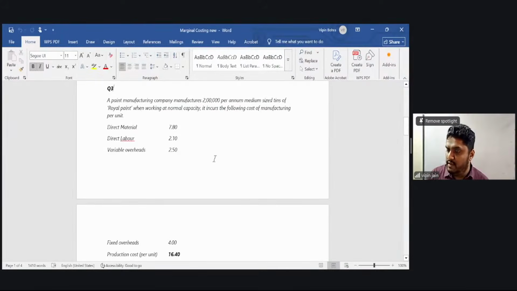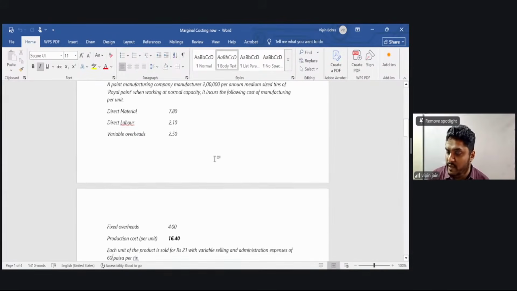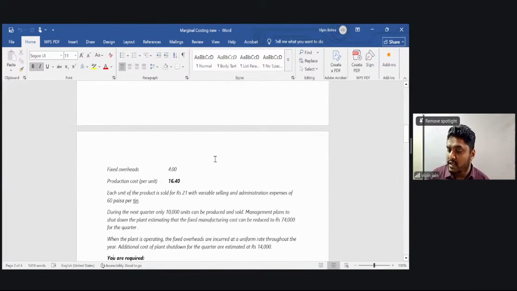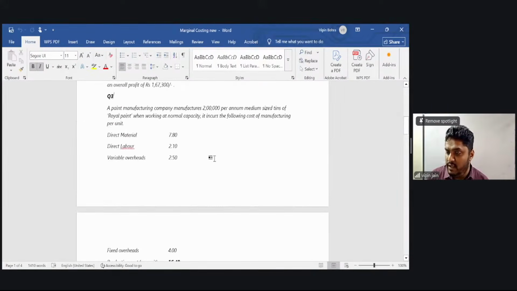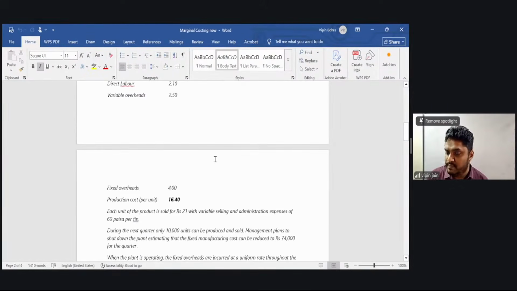A paint manufacturing company manufactures 2 lakh medium-sized tins of royal paint per annum. When working at normal capacity, it incurs the following cost of manufacturing per unit: direct material, direct labor, variable overhead, and fixed overhead. Production cost per unit is total, that is 16.40. I think it is the total of all the costs.